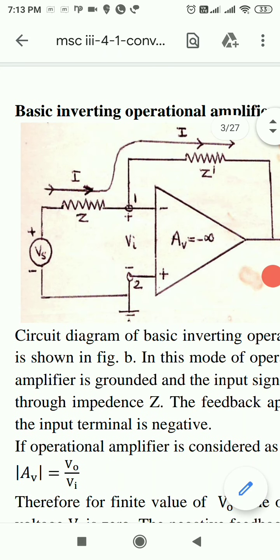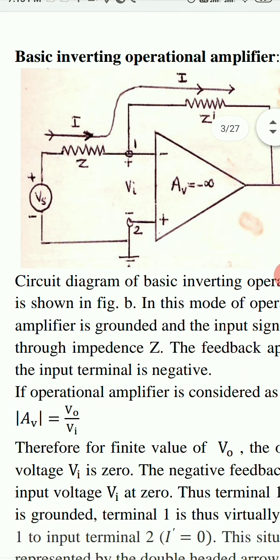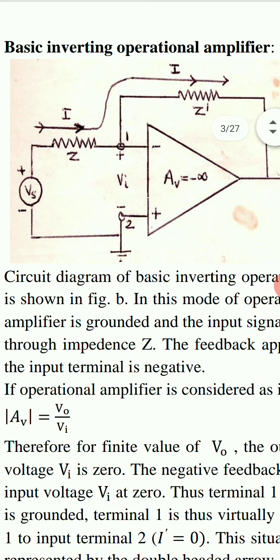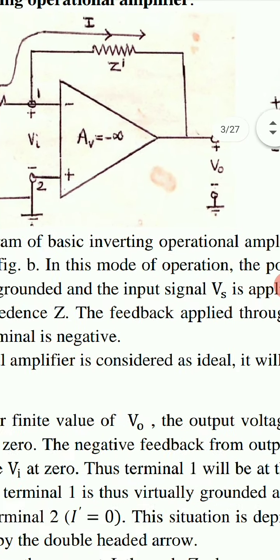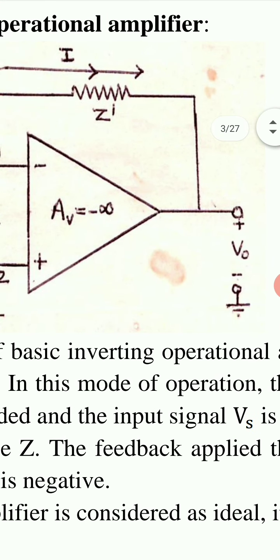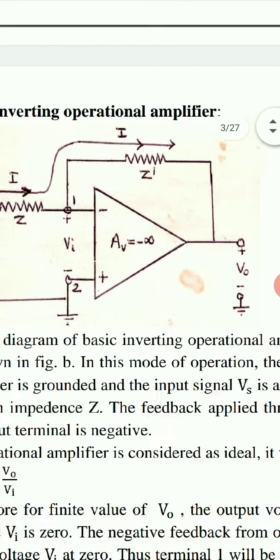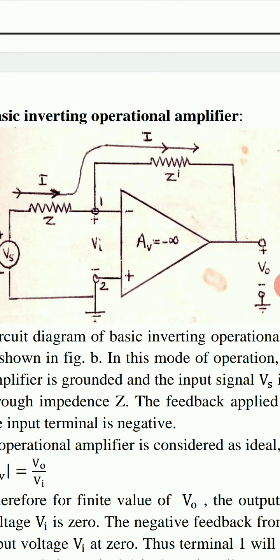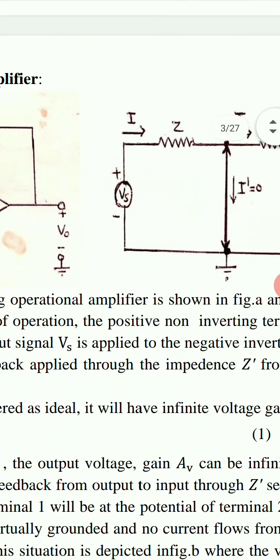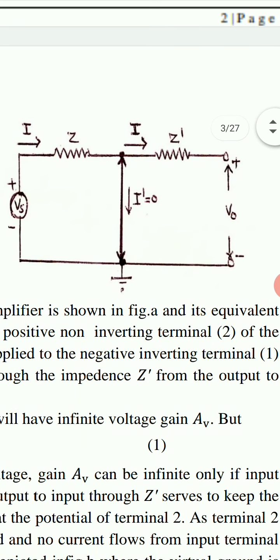We have two types of basic operational amplifiers. First is basic inverting operational amplifier. Circuit diagram of basic inverting operational amplifier is shown in this figure, and its equivalent circuit is shown in this figure.